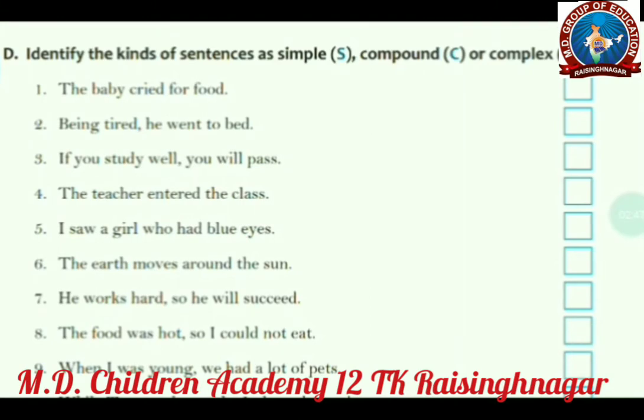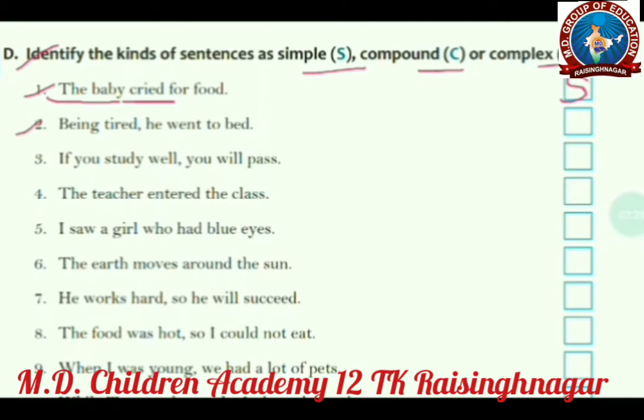Let's do this D exercise to know more about simple, compound and complex sentences. So the question is to identify the kinds of sentences as simple, compound or complex. We need to put S for simple, C for compound and CO for complex sentences. The first one is the baby cried for food. As I told you, if there is a single subject and a single verb and a single clause, then that is a simple sentence, right?